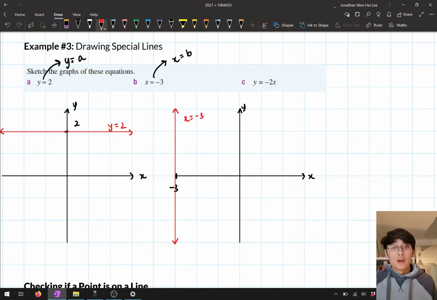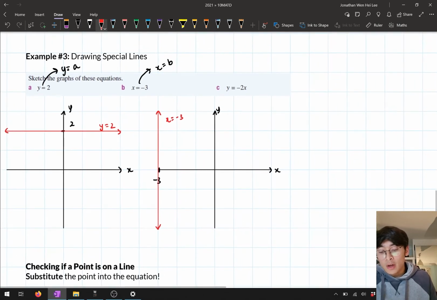And so this is what the graph of x is equal to negative 3 will look like. So let's just quickly sum up with those two. If you ever see y is equal to a number, when we graph that on a Cartesian plane, that will form a horizontal line. If I see x is equal to a number, it's going to give me a vertical line. Okay, so those are the first two.